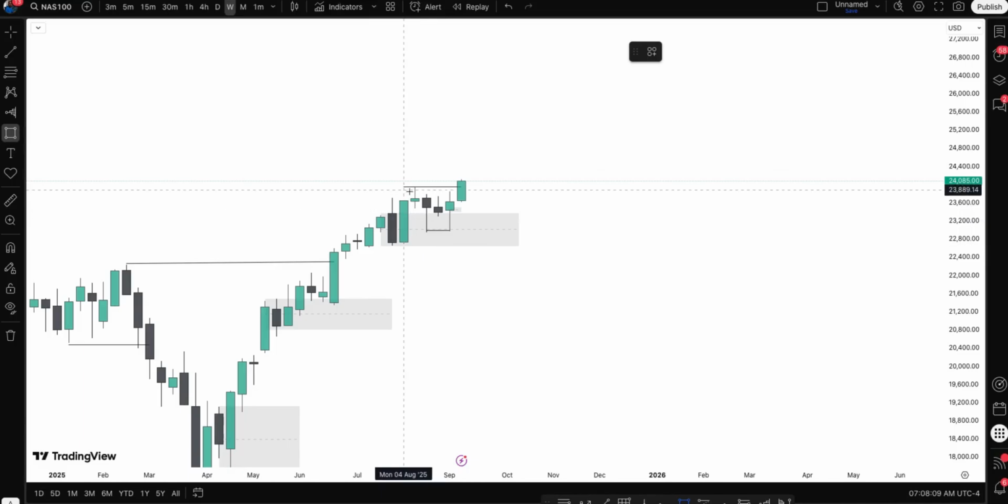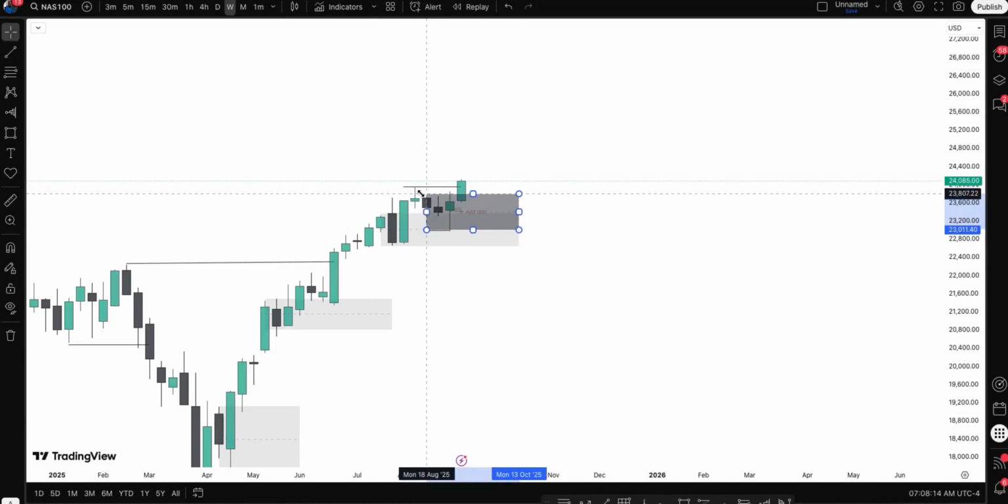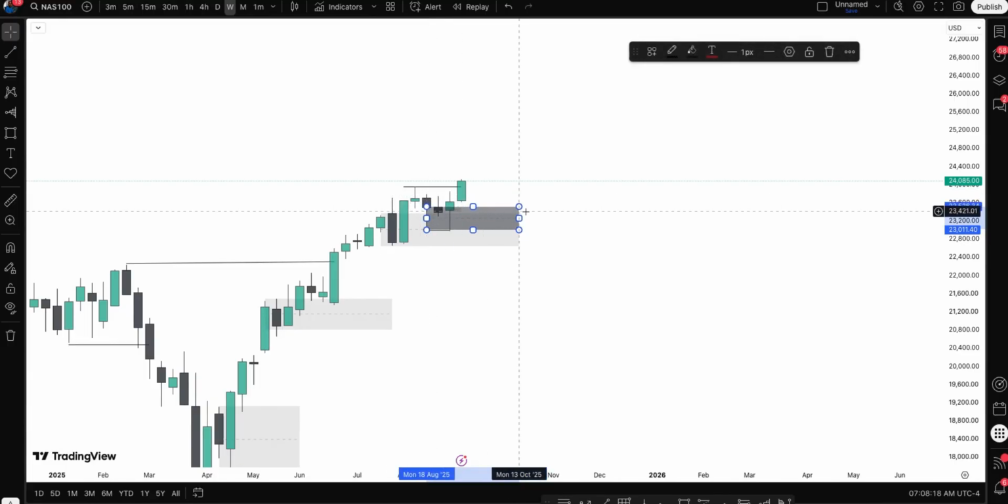We can see that coming into next week, this is going to be my new point of interest, right? But I can reduce it to this level. If price wants to come to this level, I can reduce it to this level.